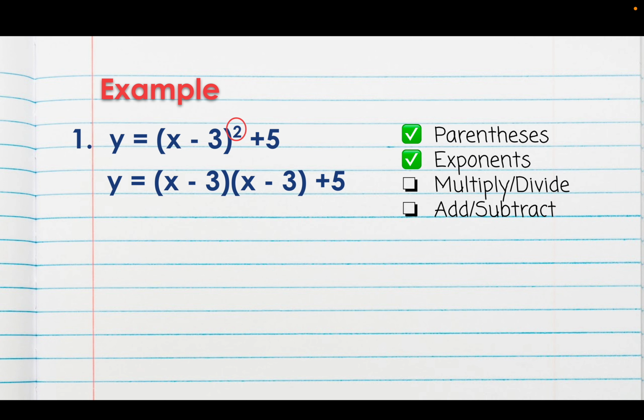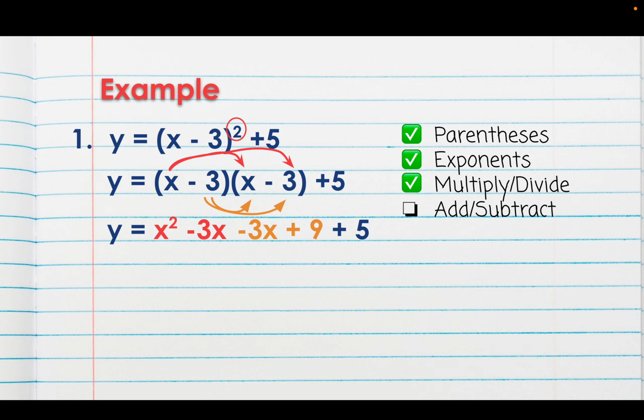Okay, so now we need to multiply and divide. But since I have two binomials that are being multiplied together, I need to be very careful and make sure I multiply each part by everything else. So I'm going to start with that x in the first set of parentheses and multiply it by everything in the second. So I'm going to multiply x by x and x by negative 3, and I get x squared minus 3x. Then I have to take negative 3 and multiply it by everything in the second set of parentheses. And when I do that, I get negative 3x plus 9. And then I have that plus 5 at the end that I haven't touched yet. So now I've multiplied and divided.